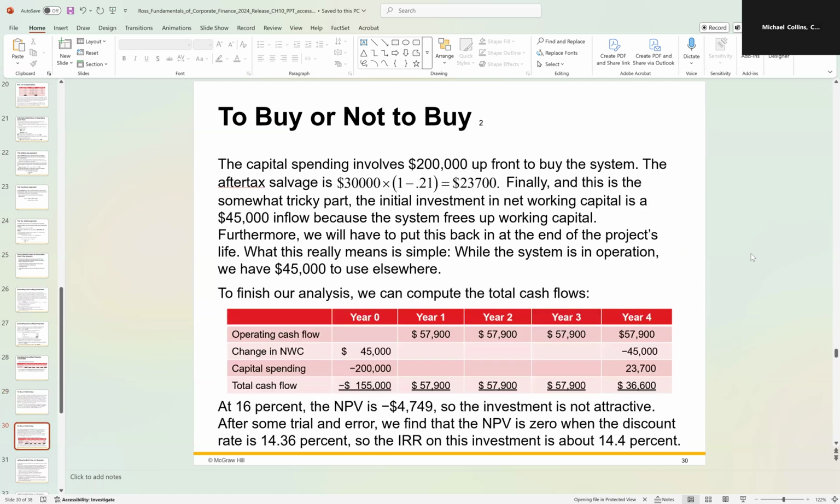Capital spending involves $200,000 upfront to buy the system. We see that. And the net change in working capital of $45,000, we also see that below. What this really means is simple. While the system is in operation, we have $45,000 to use elsewhere.